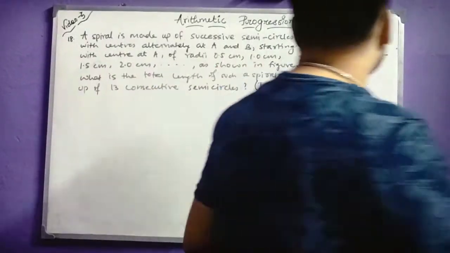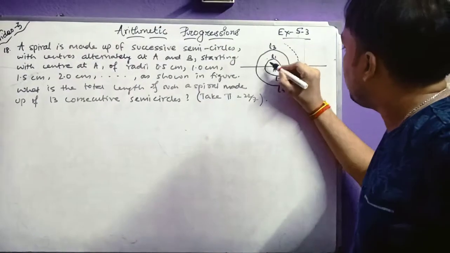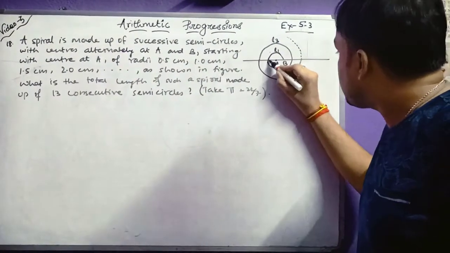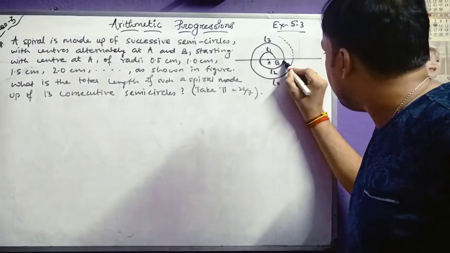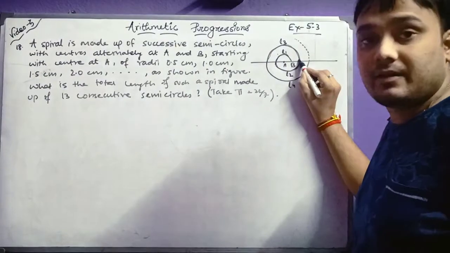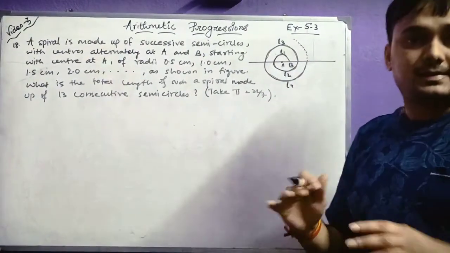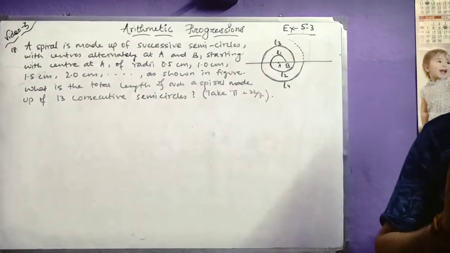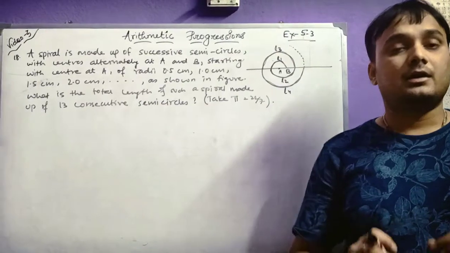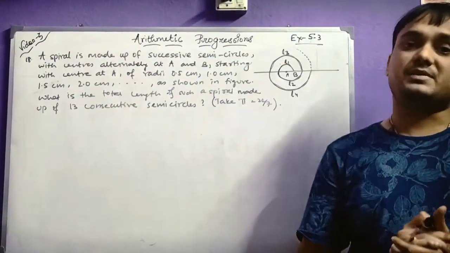Now students, pay your attention to this semicircle. You can see here, this is the first semicircle named L1. This is the second semicircle named L2. This is the third semicircle named L3. This is the fourth semicircle named L4. Similarly, there are a total of 13 semicircles. And we are required to find the sum of the lengths of all these 13 semicircles.